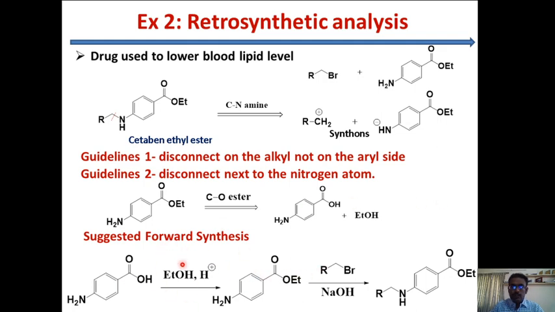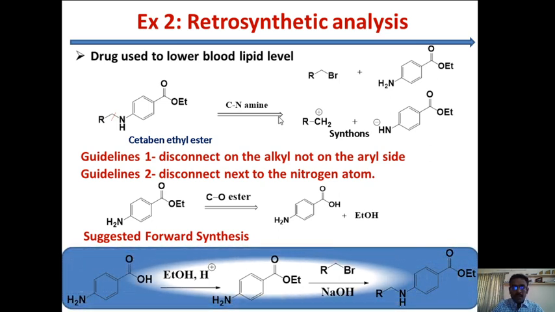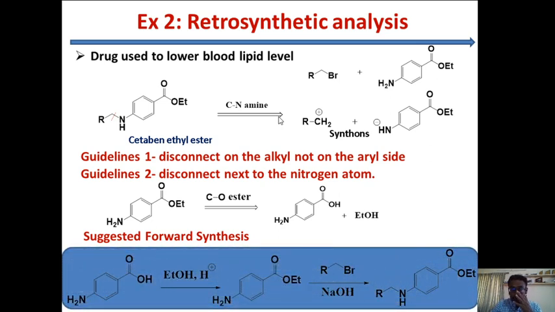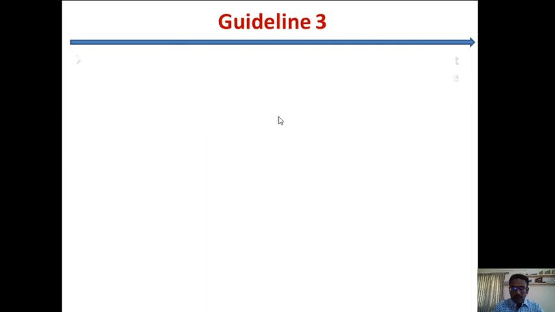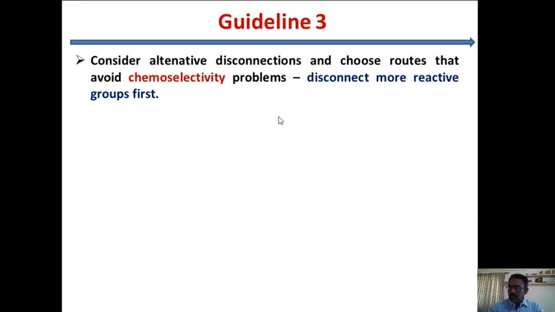So here we have used, in the first step, the functional group interconversion, and in the second step, guidelines 1 and 2, that we did in the retrosynthesis. After finishing the retrosynthetic analysis, you have to write down the forward reaction, guideline number 3. According to guideline number 3, consider alternative disconnections and choose the route that avoids the chemoselectivity problem.